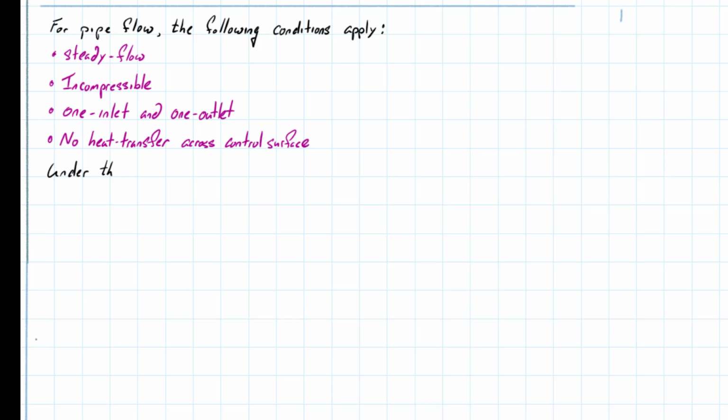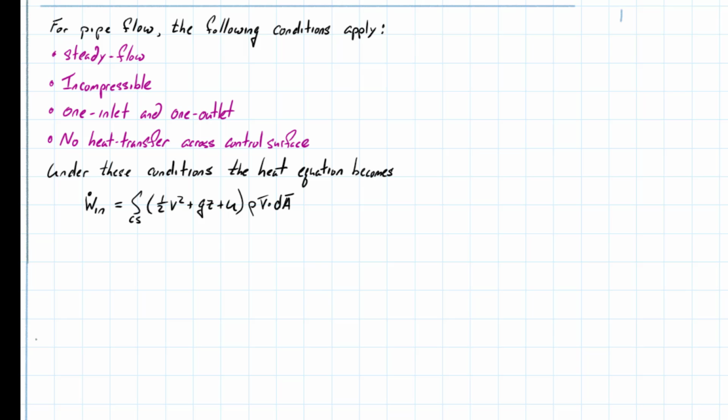And now under these conditions, the heat equation is going to become, on the left-hand side, the work in term, right? There's no Q dot term because we're not having heat transfer across the control surface. And that's going to equal just the control surface term, not the control volume term, because that's only applicable for non-steady state cases. Here you see that we've now expanded out little e to include the kinetic energy term, the potential energy term, and the internal energy term. And those terms are then multiplied by rho v dot dA.